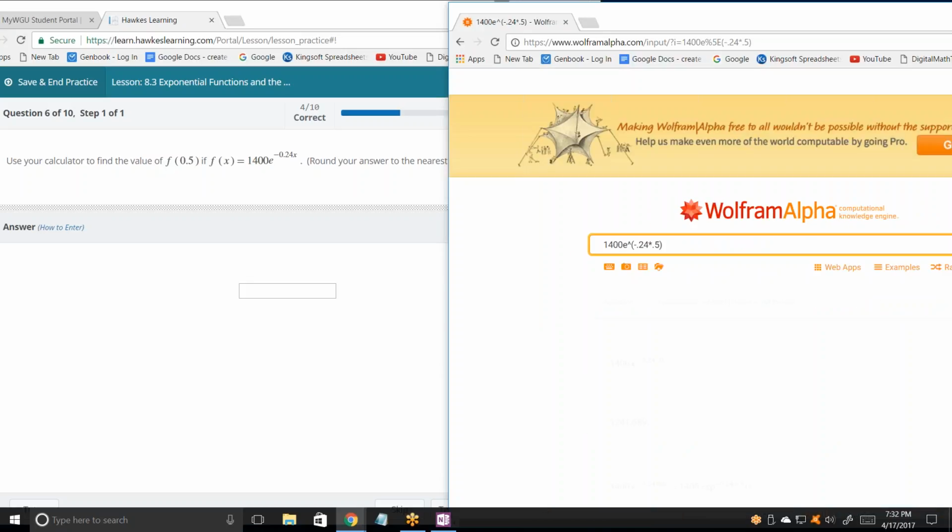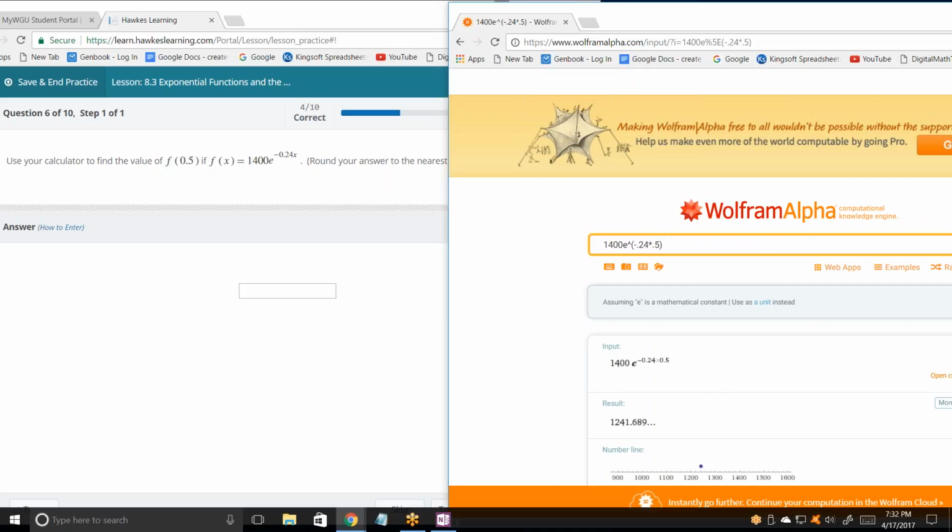Interesting, it took my answer away. So I got 1,235.49. 1,235? I got 1,241. Does yours read exactly the way this reads? I got 1400E raised, and then parentheses negative 0.25 times 0.5. It's 0.24.